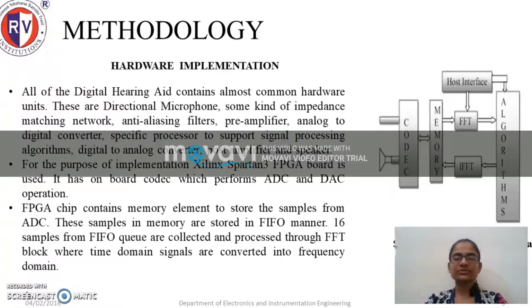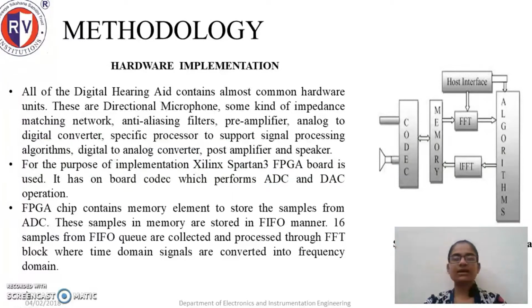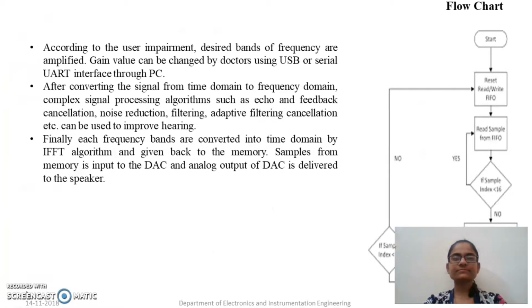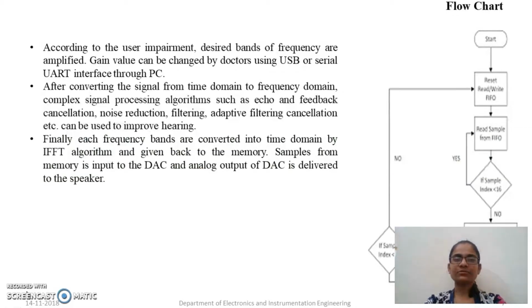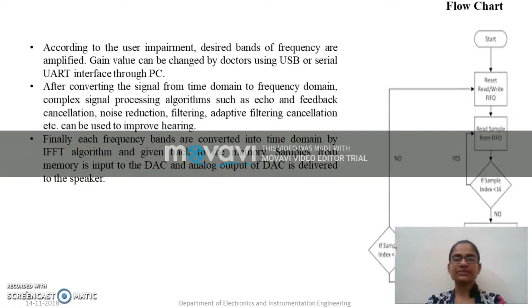These samples in the memory are stored in a first in first out manner. 16 samples of the first in first out queue are collected and passed through the FFT block, where the time domain signals are converted into the frequency domain. According to user convenience, desired bands of frequencies are amplified. The gain of the amplified signal is to be changed by the doctor using a USB or serial UART interface to the PC. After converting the signal from time domain to frequency domain, complex signal processing algorithms are used, like echo and feedback cancellation, noise reduction filtering, and adaptive filtering cancellation. These techniques are used to improve the hearing.